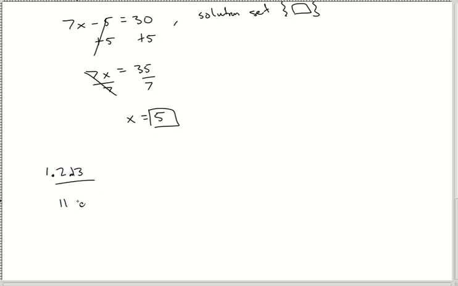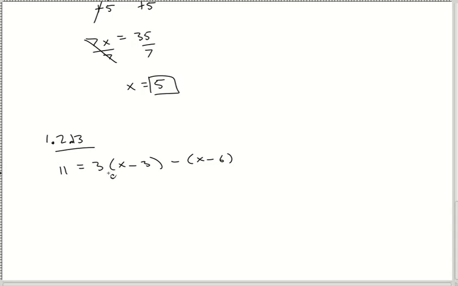Problem 13, I got 11 is equal to 3 times (x minus 3) minus (x minus 6). Make that 6 a little bit better looking. And so we're going to solve for x. I'd say let's simplify it first. We're going to distribute the 3. Let's distribute that minus sign. So we got a 3x minus the 9. And then notice here two negatives will make a positive 6.